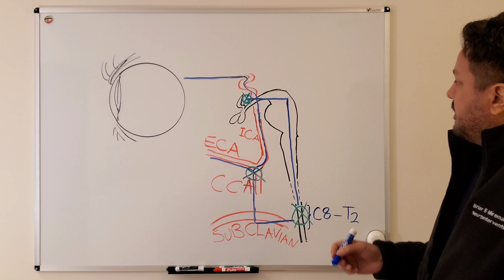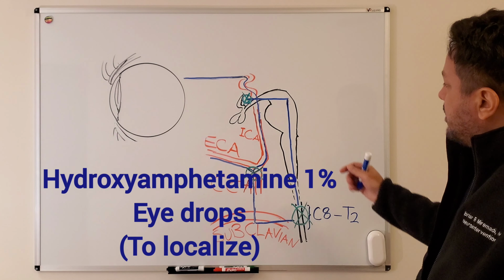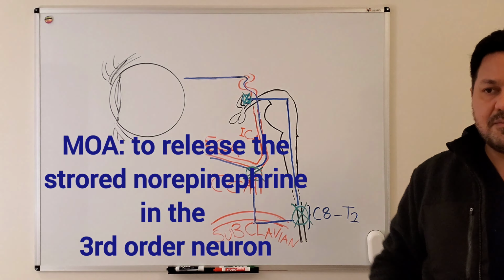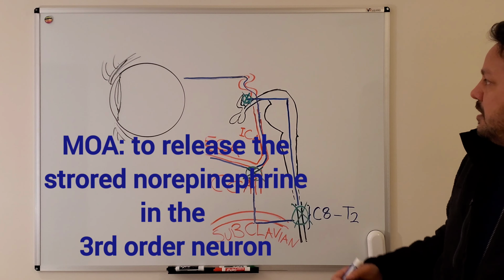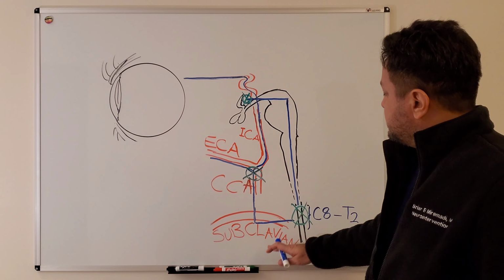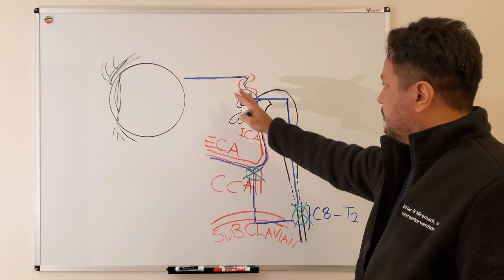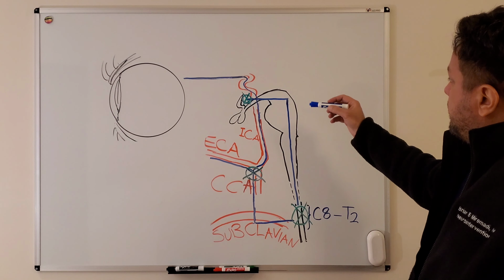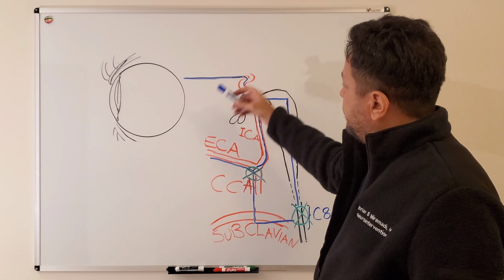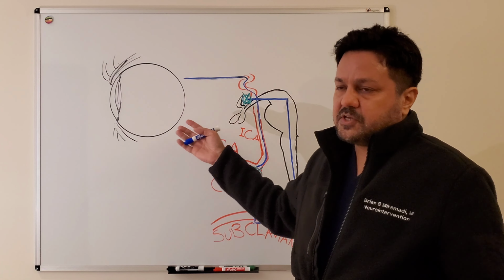So the pharmaceutical agent to localize the lesion in this case is hydroxyamphetamine. The function of the hydroxyamphetamine is to help release the neurotransmitter. And it's used to distinguish a first order Horner's and a second order Horner's compared to a third order Horner syndrome. If you have a third order Horner syndrome, after applying the hydroxyamphetamine eye drops, nothing's going to change.